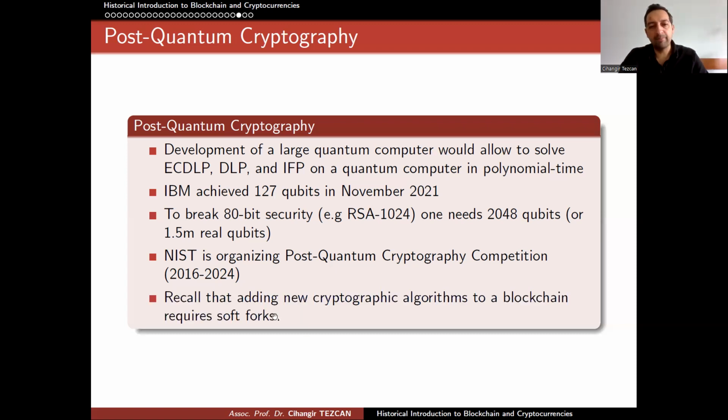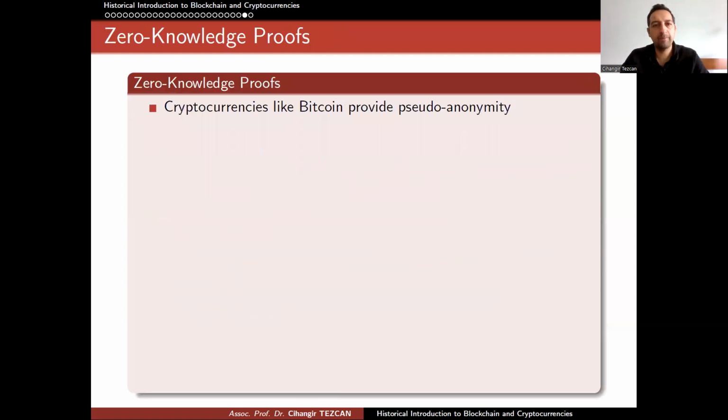But don't forget that adding new cryptographic algorithms to a blockchain requires a soft fork. So we can solve this with a soft fork, but maybe we might also need a hard fork at the end. Okay.